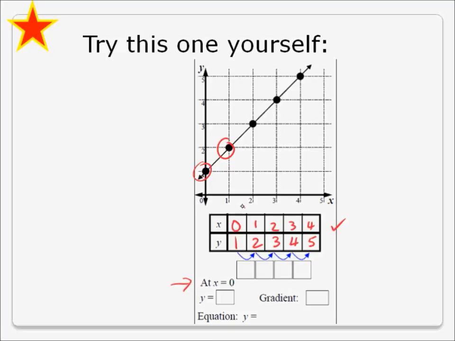Second thing I want to do is to find out when x equals 0, what does y equal? Well, here it is right here. When x equals 0, y equals 1. That's my constant term. How are these numbers changing down the bottom here? They're going up by 1. So my gradient is 1. So my rule is going to be y equals 1x for the gradient plus 1, which is the constant term. And the better way of writing that would be just y equals x plus 1. In other words, the y value is the x value plus 1 added to it.